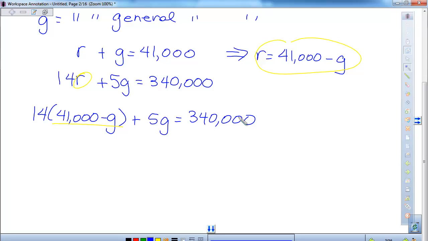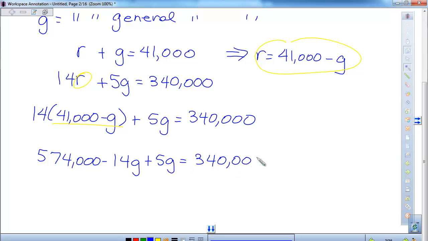We'll go on and multiply that out. 14 times 41,000 is 574,000 minus 14G plus 5G equals 340,000. Okay, I'll combine my like terms. So we get 574,000 minus 9G equals 340,000.